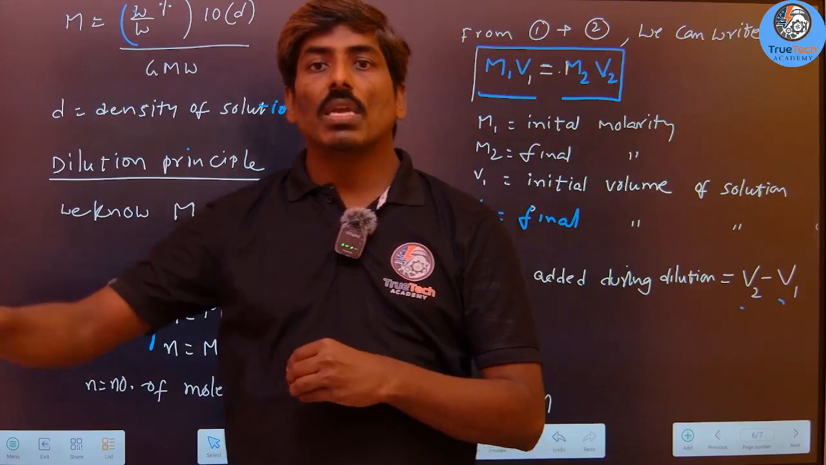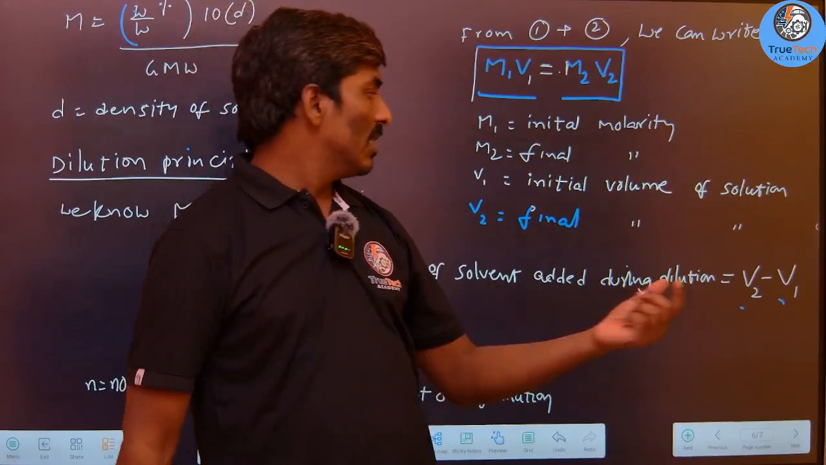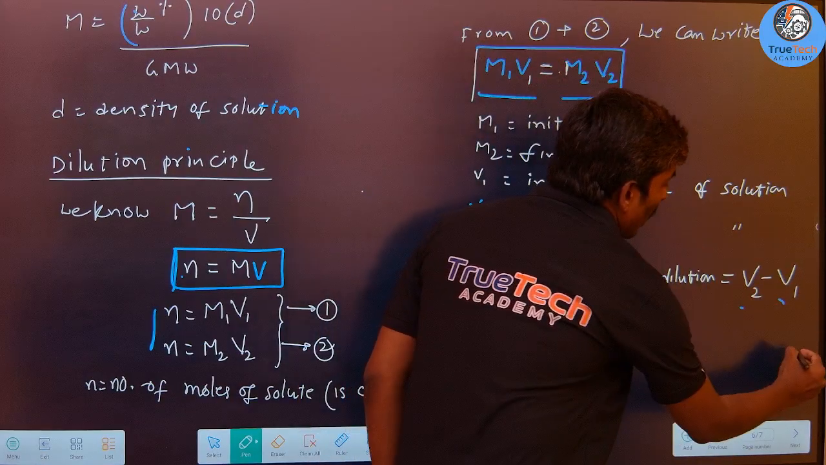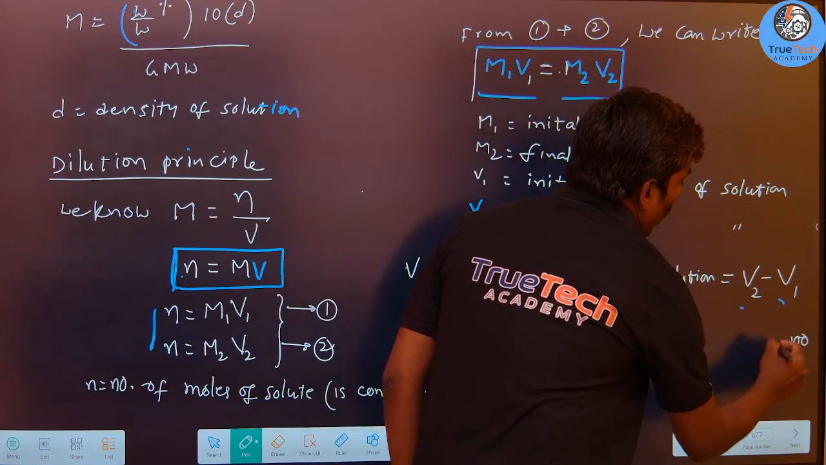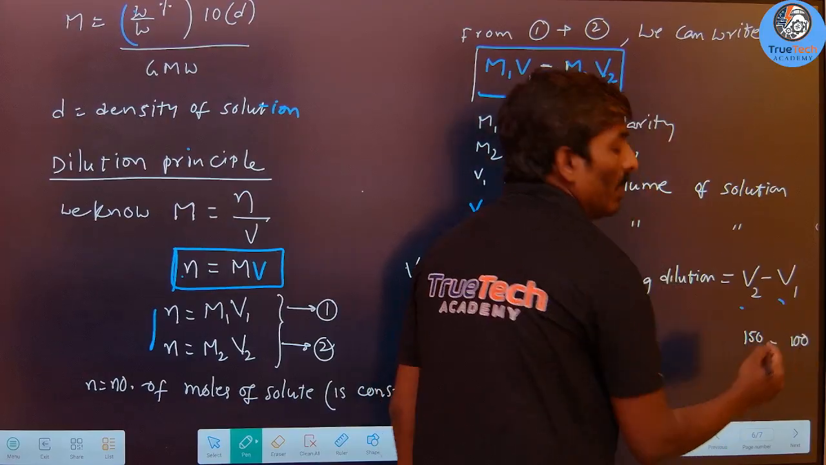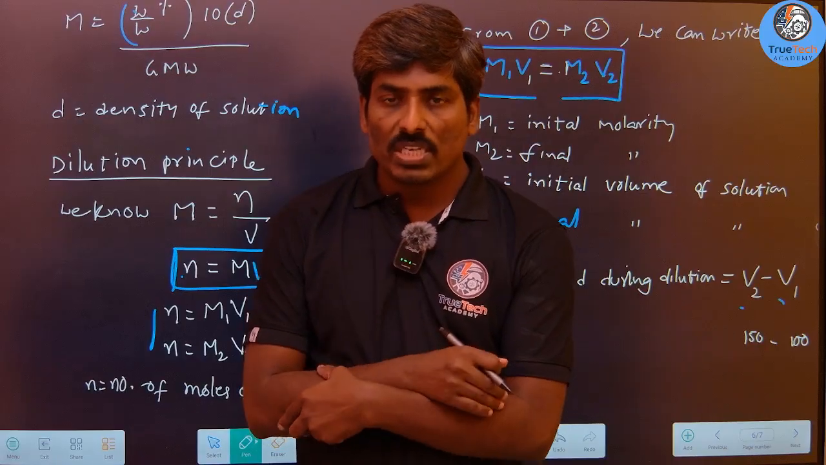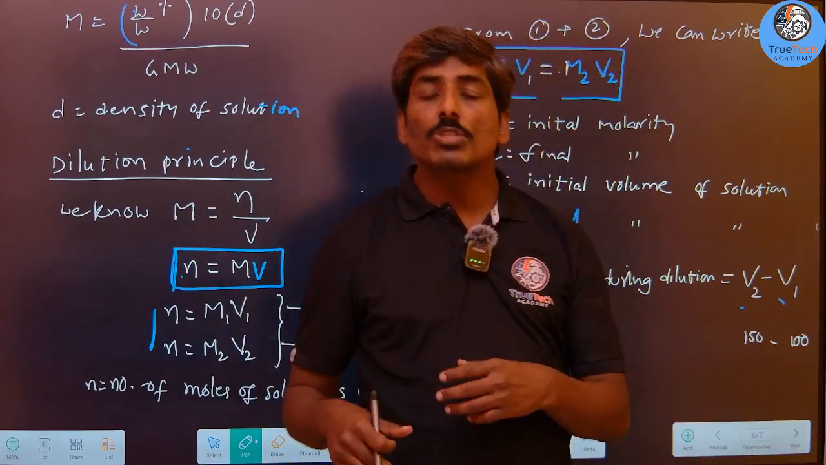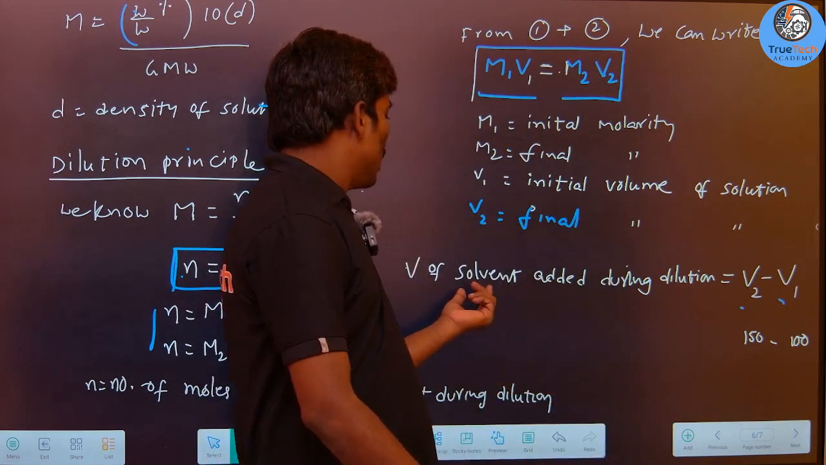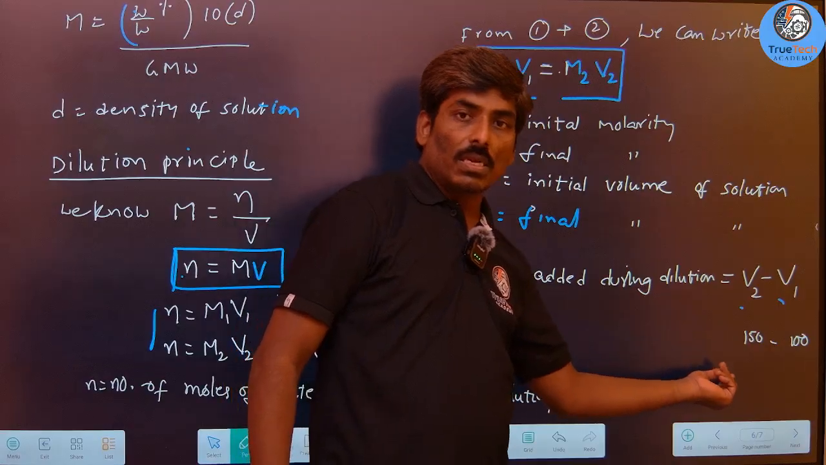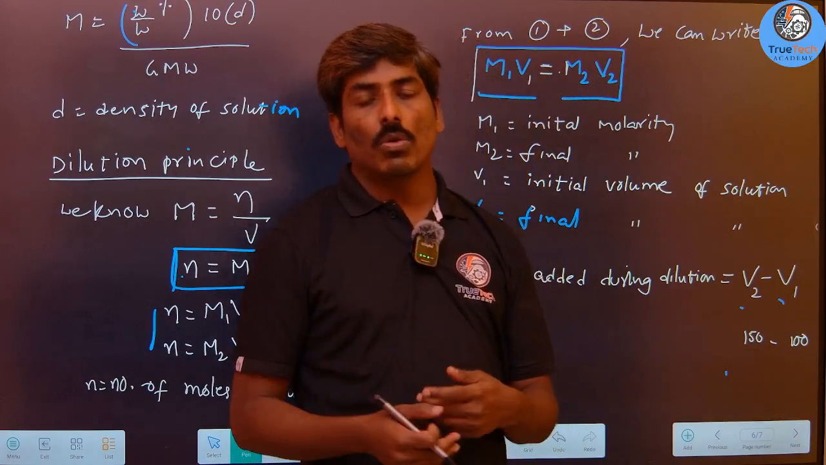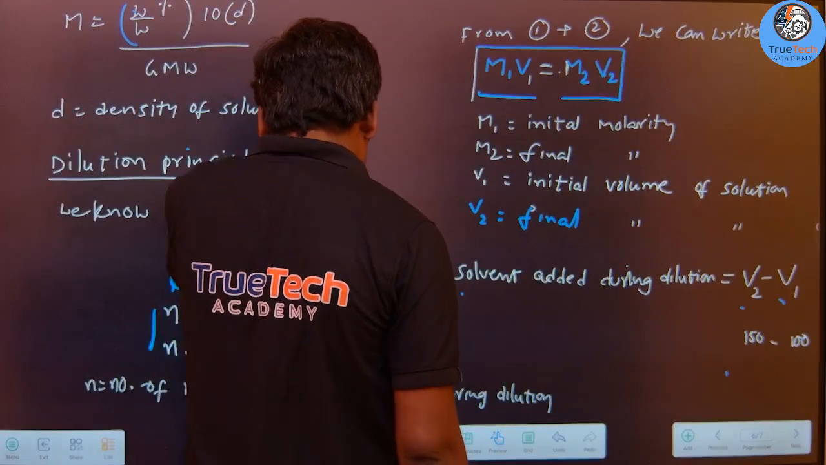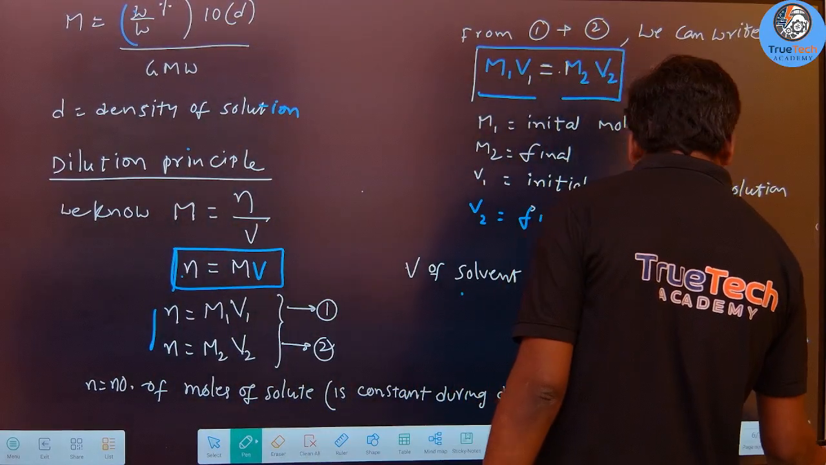How much is there finally? How much volume was there initially? It is just the difference between the two. For example, initially 100 ml of solution is there, and the final 150 ml of solution is there. Now the question is, during dilution, what is the quantity of solvent added? Difference only, 50. So this is how we can calculate volume of solvent added during dilution also. Okay, so we'll do one question also.